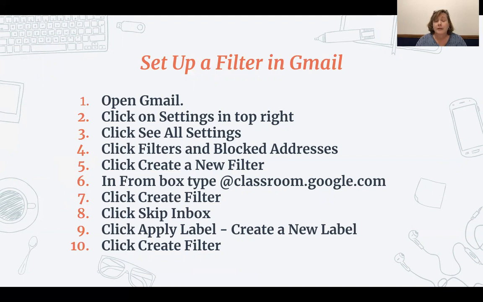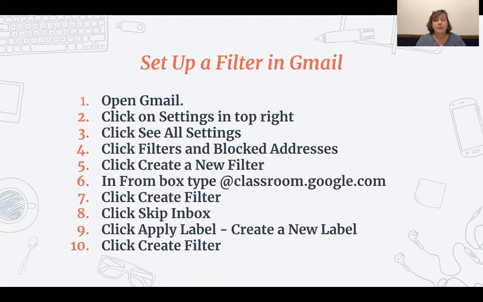In the from box, I want you to type at classroom.google.com. This means that any email that comes from Google Classroom will have this filter applied to it. Then click on create filter. Don't click search. You may have to start the process over again. Click create filter. A box will appear. When that box appears, I want you to click skip inbox and then click apply label.